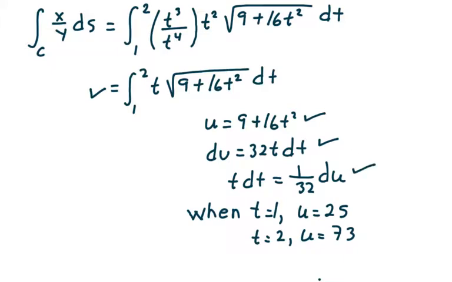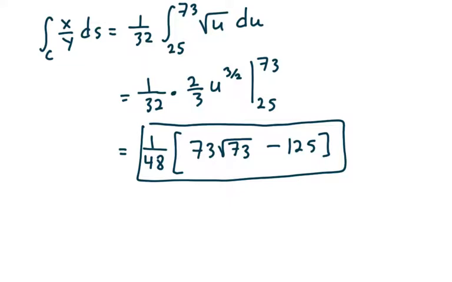When t is 1, u is 25, right? Because 16 times 1 plus 9 is 25. When t is 2, 2 squared is 4. 4 times 16 is 64. 64 plus 9 is 73.